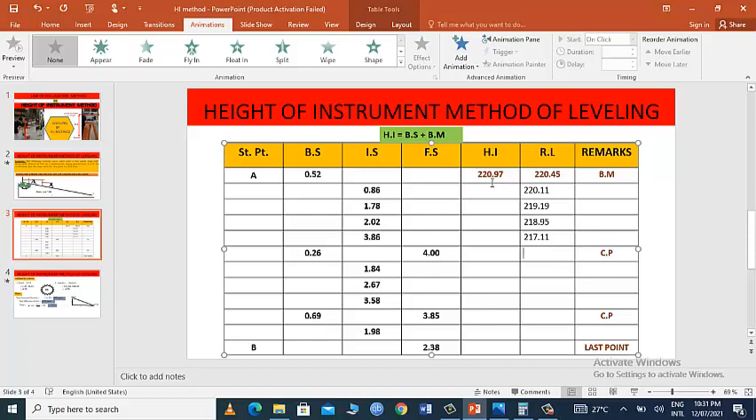Now to get the reduced level at this point, we will subtract 4.00 from this HI. We will get 216.97. So here we can see there are two values in this row. One is backsight and another is foresight.